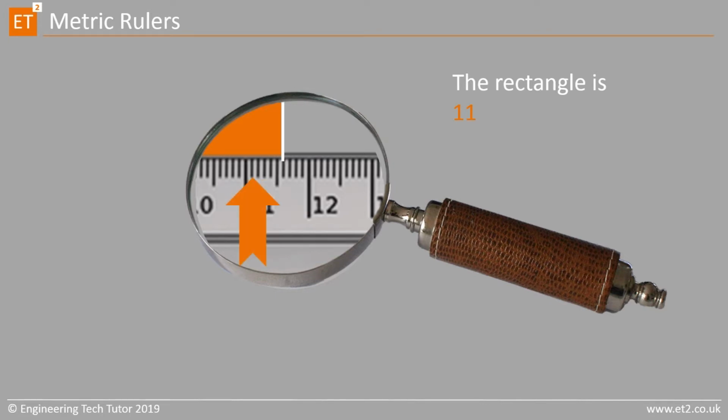So now we measure the millimetres. Starting at the first small black line after the 11 centimetre mark, we start to count across. 1, 2, 3, 4, 5, 6. The white line lines up with the 6th. This means there are 6 millimetres as well as the 11 centimetres. So we write 11.6. And as we're talking about the length of this in centimetres, we then put centimetres at the end.